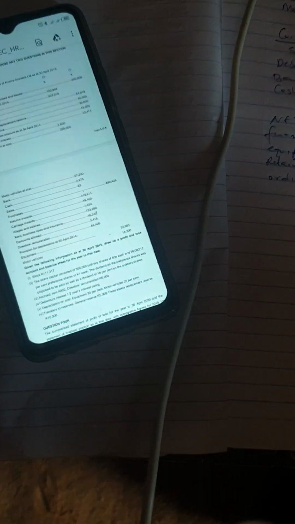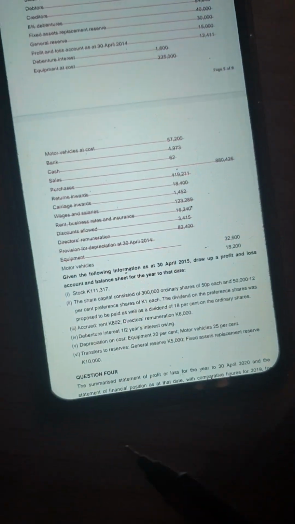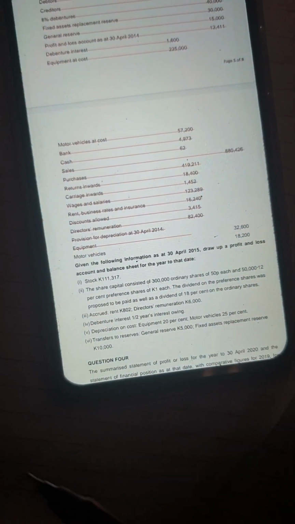110,451. Then we have our ordinary share, and going back to the question, our ordinary share was 200,000. So ordinary share, the first one on top, 200,000. Then from there we have the transfers to reserves. They said transfer to reserve, 5,000 for the general reserve, and 10,000 for fixed asset replacement.